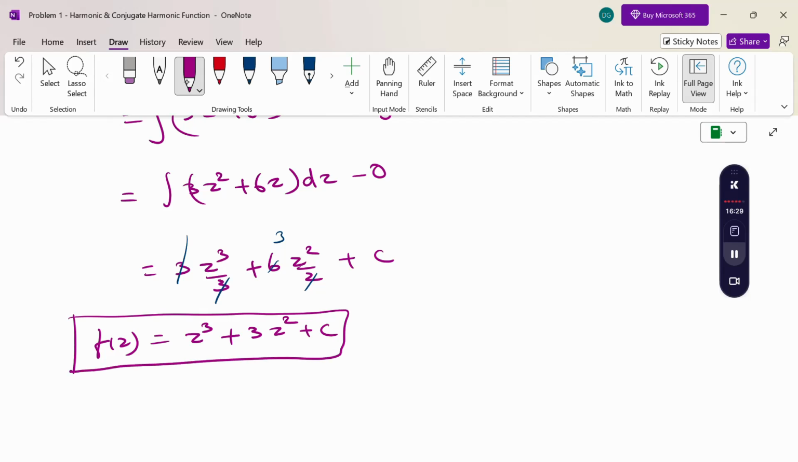So this problem we solved in three categories: first, prove that u is harmonic; second, find the conjugate harmonic function v; and third, find f of z using the Milne-Thomson method. Thank you.